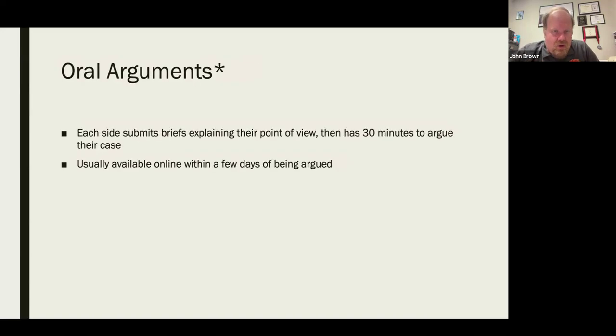All right. If you get heard by the Supreme Court, here's what you get. Oral arguments, first of all. So each side submits briefs explaining their point of view, and then they get 30 minutes to argue their case in front of the Supreme Court. So the defense and prosecution both get 30 minutes to argue their side of the case before the judges. 30 minutes, this is time.